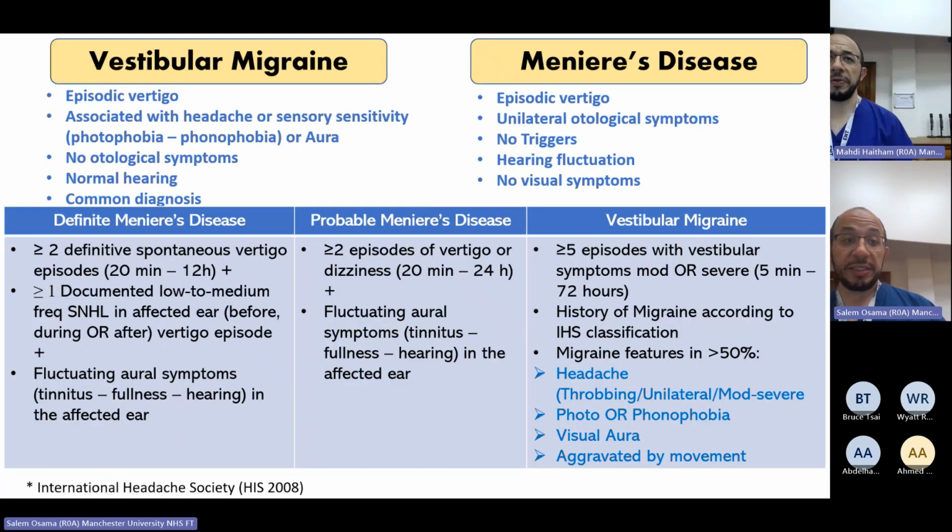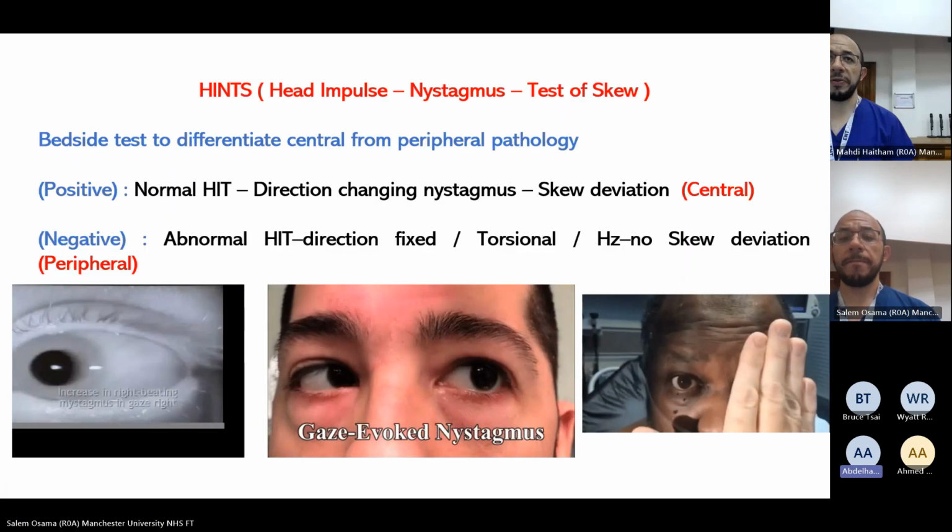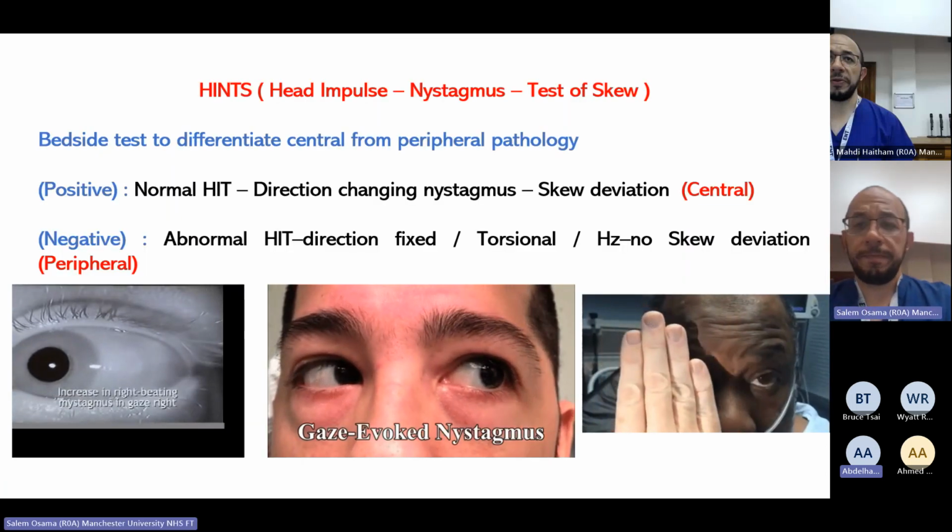Next, just the simple things. Meniere is a rare disease. It's not as common as many people think. Can I just comment on the head impulse test and the HINTS test? Yes.